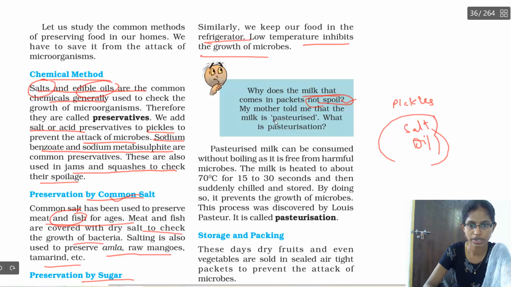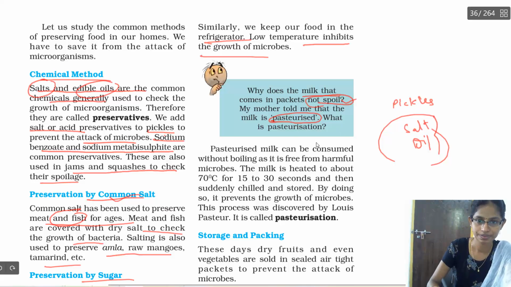Why? Because the milk is pasteurized. So what is pasteurization? Pasteurization is nothing but the milk is heated to about 70 degrees Celsius for 15 to 30 seconds and then suddenly chilled and stored. So pasteurized milk can be consumed without boiling as it is free from harmful microbes.